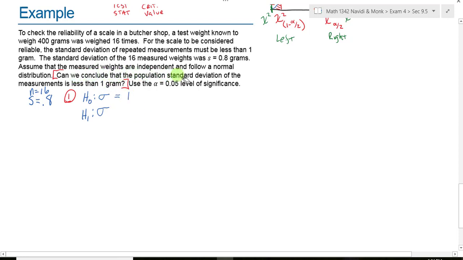Can we conclude that the population standard deviation of the measurements is less than 1 gram? So what will our alternative hypothesis be? Sigma is less than 1. Do you see how all of that information I was able to deduce from just this one question? What will our alpha level be? And then you weren't asked to do it, but I'm going to do it.